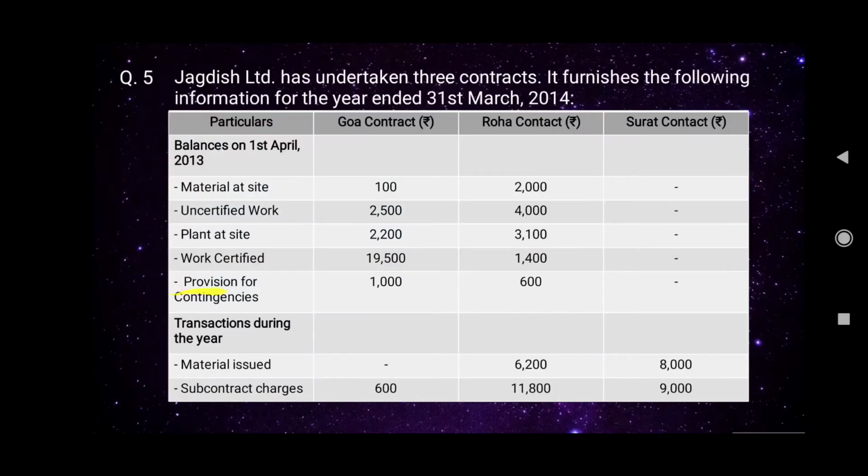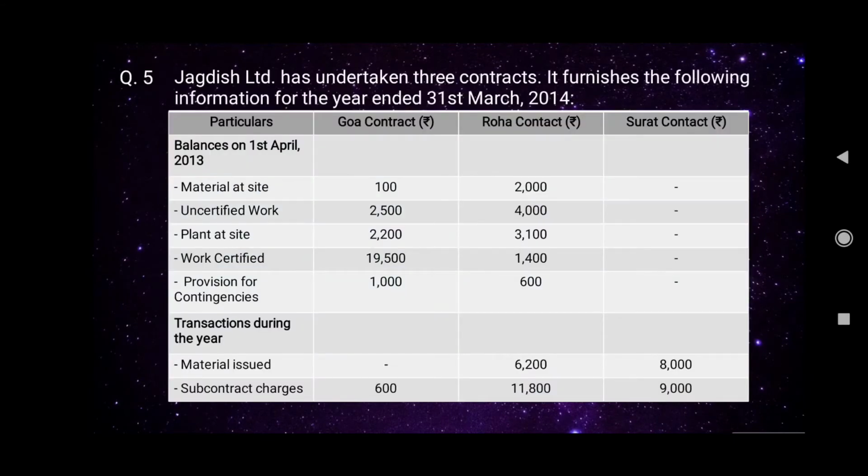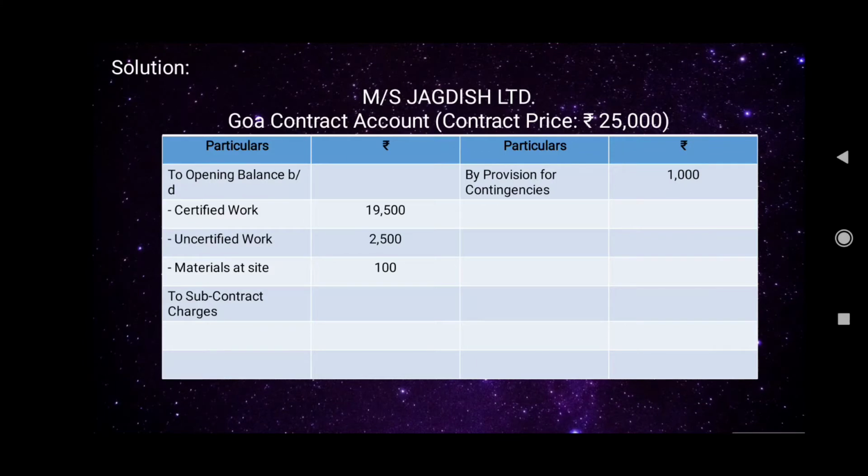Next we'll record provision for contingency, amount is given as 1,000 for Goa contract. So we'll record it on the credit side. By provision for contingency, amount is 1,000. Plant at site we'll record later because we have an adjustment. Next, material issued, amount is given as nil. Subcontract charges, amount is given as 600, so we'll record it. To subcontract charges, amount is 600.